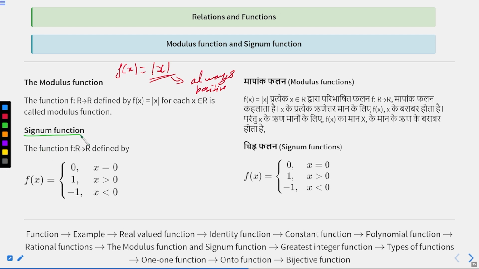Now the signum function, what does it say? The signum function says, if f is defined from real numbers to real numbers in such a way that if x is 0, then you will get the output 0. If x is positive, or the input is positive, what you will get? Output as 1. If the input is negative, then what will be your output? The output will be minus 1.